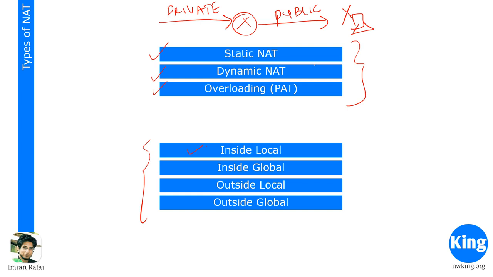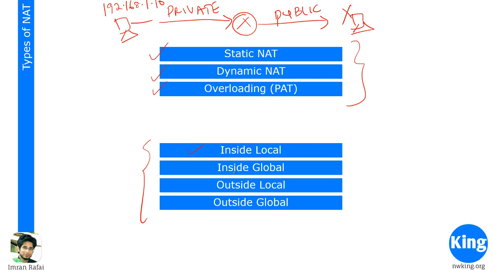Inside local. Inside local is the IP address of this host. So let's say this host has a private IP address. So inside local is the private IP address. Inside is the source. So before translation, what is the inside IP address? That is of this host device, this private IP, let's say 192.168.1.10. So that is the inside local address.